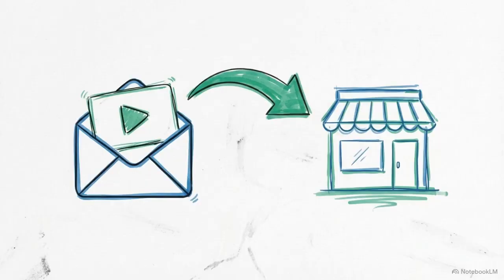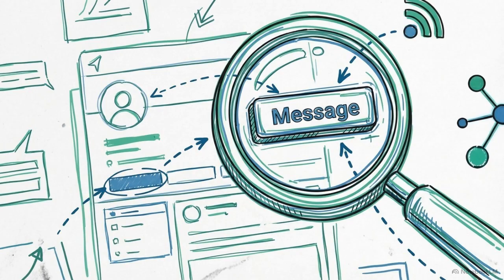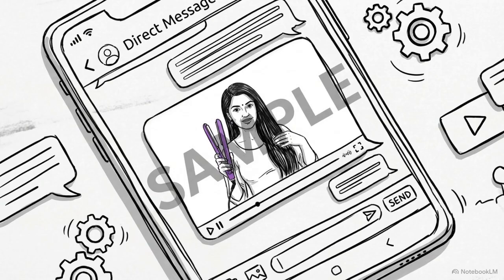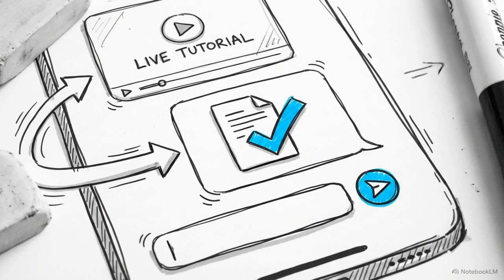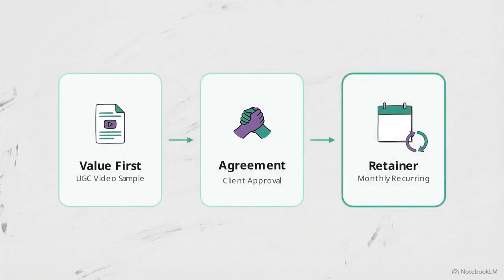Once the video is ready, you need to reach out to brand owners. Instead of waiting on freelance sites, contact D2C brands directly on social media. Send a direct message with a watermarked version of the video you just made. Offer it as a sample and pitch a monthly retainer to create a set of 10 ads for them. This approach works because you're providing value before asking for anything.